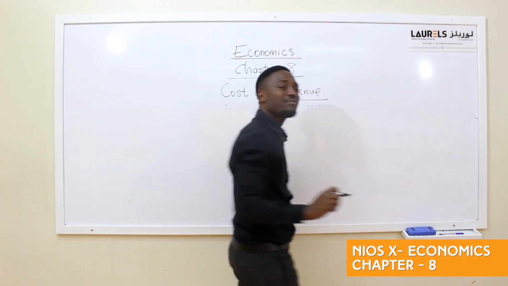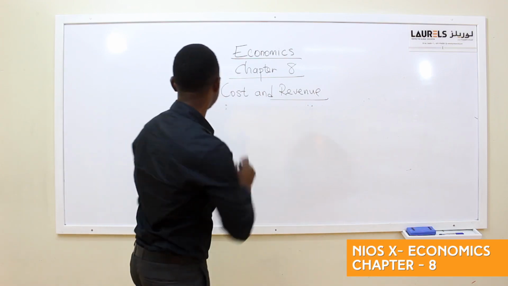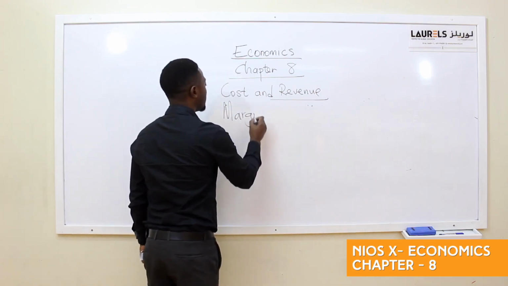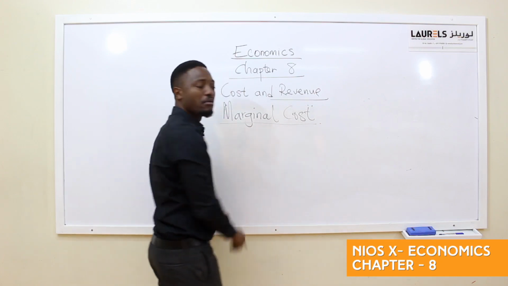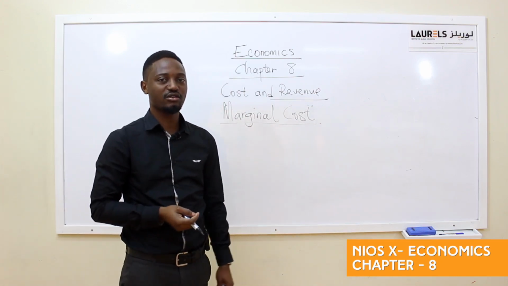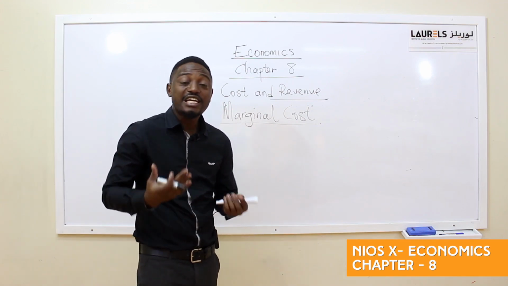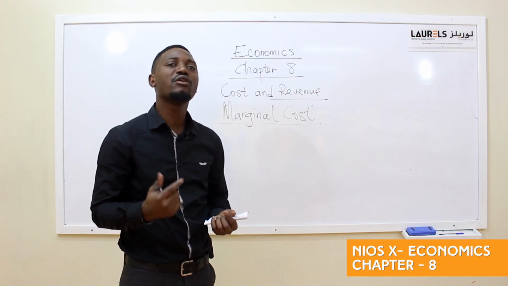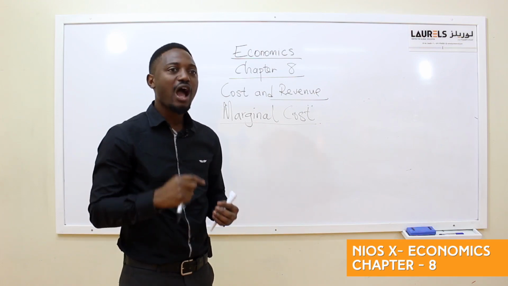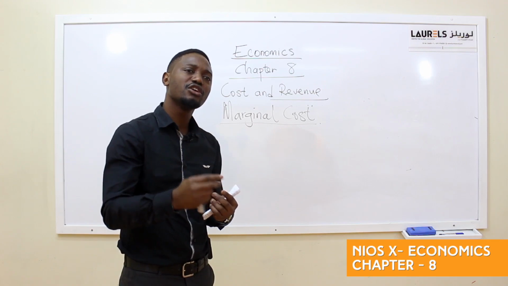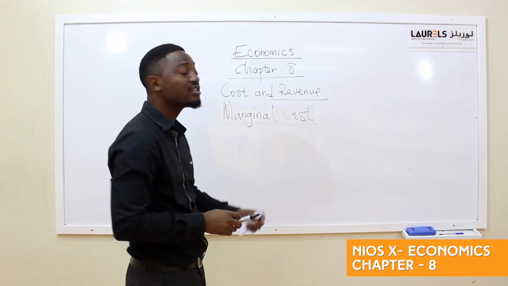So the last type of cost which we would look at is called the marginal cost. This is very interesting. What is the marginal cost? The marginal cost can be defined as the increase in the total cost resulting from the increase of 1 more unit of output. That means how much will total cost change when you increase production by 1 more unit? That is what we consider as the marginal cost.